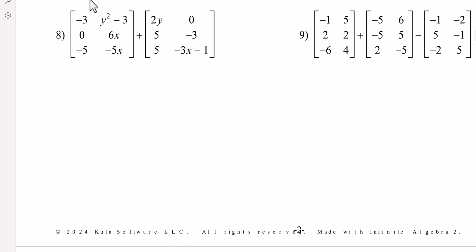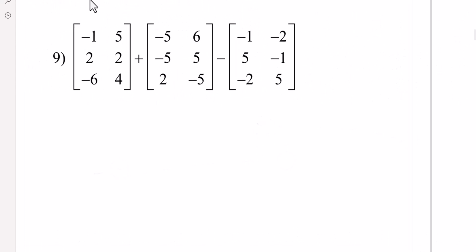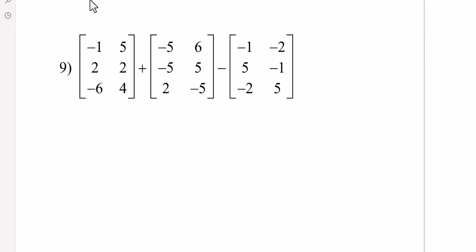All right, now we're going to come down to number 9. And notice there are 3 matrices. Are they all the same? So 3 rows by 2 columns, 3 rows by 2 columns, 3 rows by 2 columns. Because they're the same size, you can indeed add, and they follow the order of operations: addition or subtraction, whichever comes first, left to right.